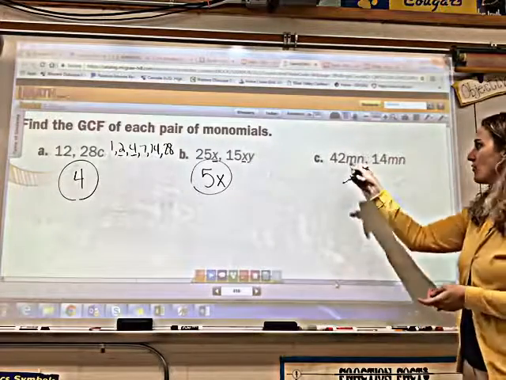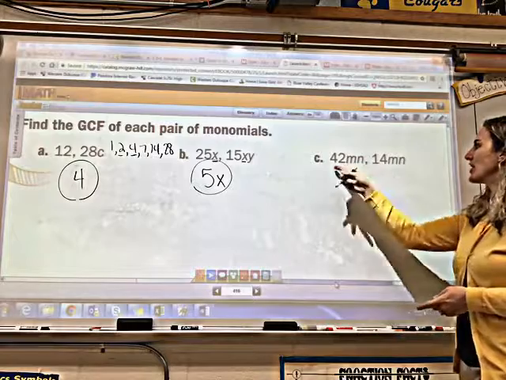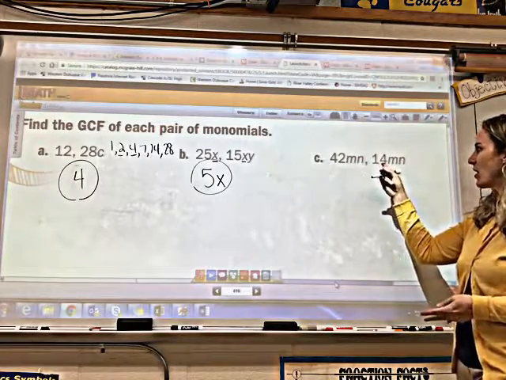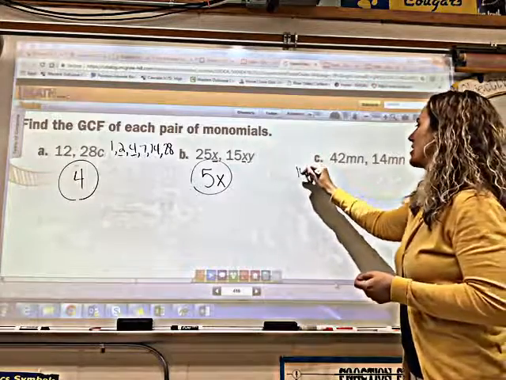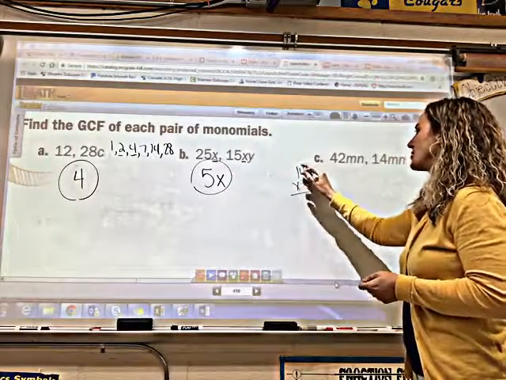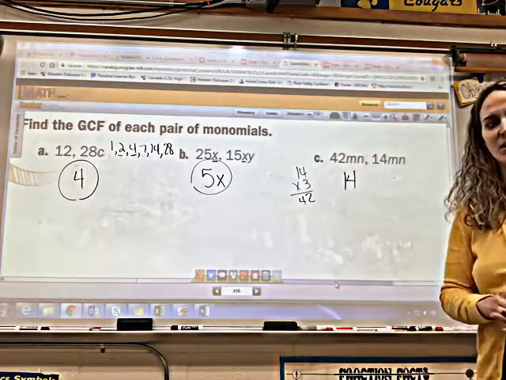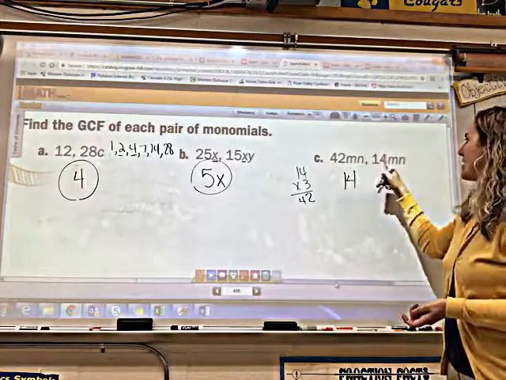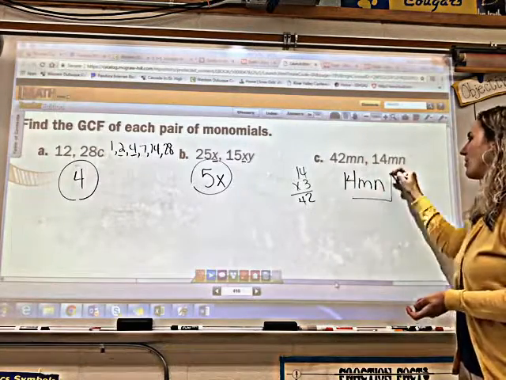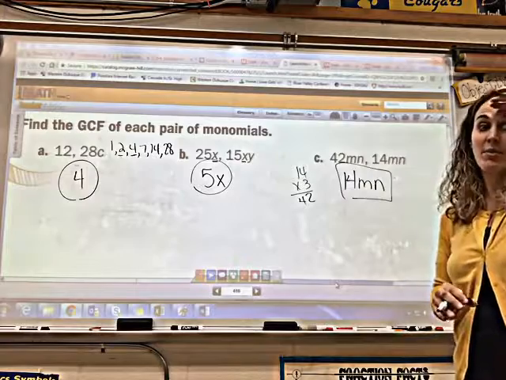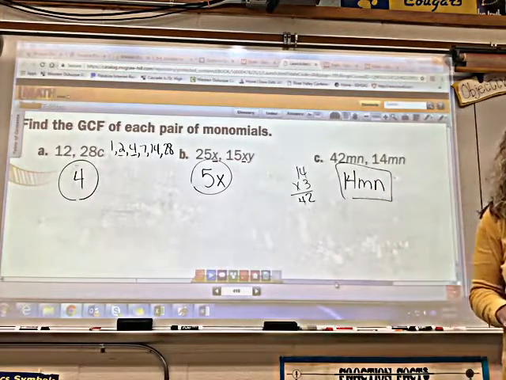Looking at the last one, you have 42 and 14. Be careful on this one. Try to see, 14 is my smallest number here. Does 14 go into 42? So one of the things I'm thinking of, well, 14 times 3 does give me 42. So technically my greatest common factor is going to be 14. I have an M in both, so I'm going to pull that out. I have an N in both, so I'm going to pull that out. Okay, so your greatest common factor for letter C would be 14MN.